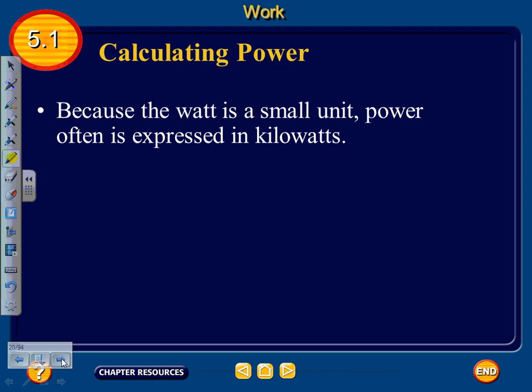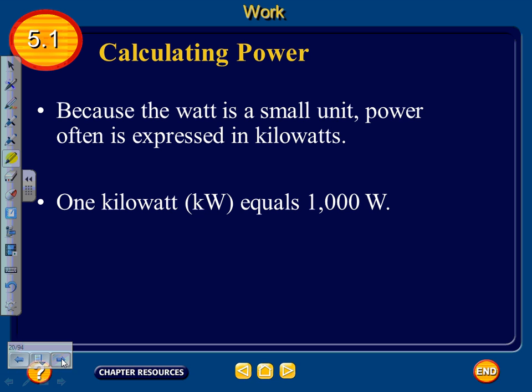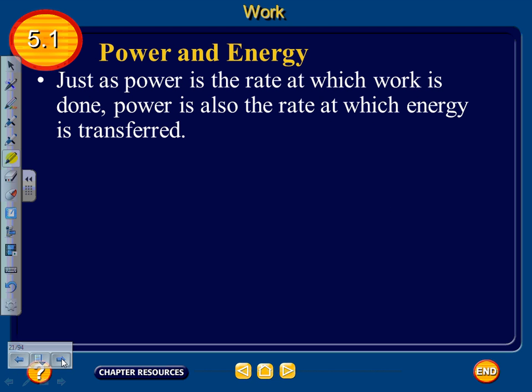Calculating power. Because the watt is a small unit, power often is expressed in kilowatts, a term that your parents are probably more familiar with. Our electricity is measured in kilowatt hours, or how many kilowatts did we use per hour, and then that rate is calculated, and that's how you pay your electric bill. A kilowatt equals 1,000 watts.